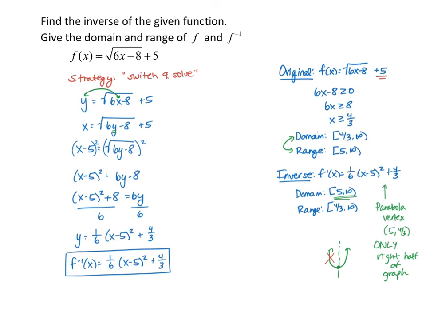So by finding the domain and the range of the original function, we can then switch those to find the domain and range of the inverse function, and that tells us that rather than the entire parabola, which would not be a one-to-one function, we're actually only working with the right half of the parabola.